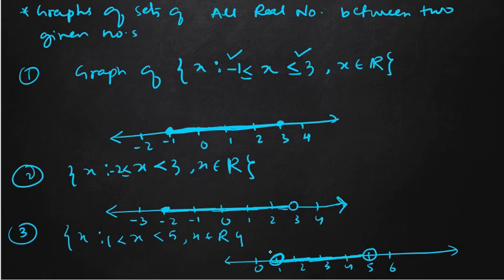Okay, so if the less than or equal to sign is there, that point will be encircled completely, and if at some other point the less than sign or greater than sign is there, we need to open circle it. Fine.